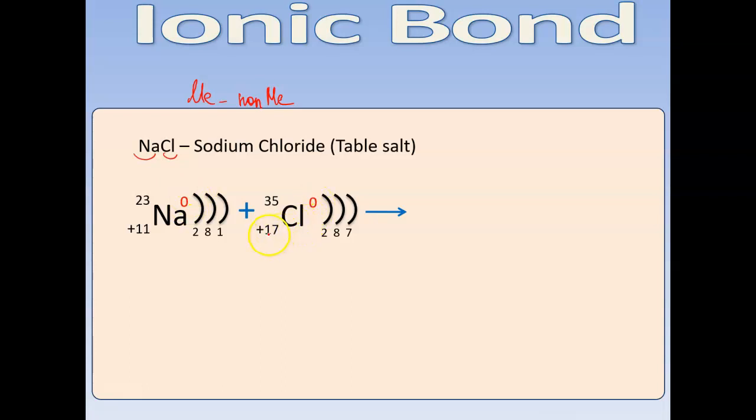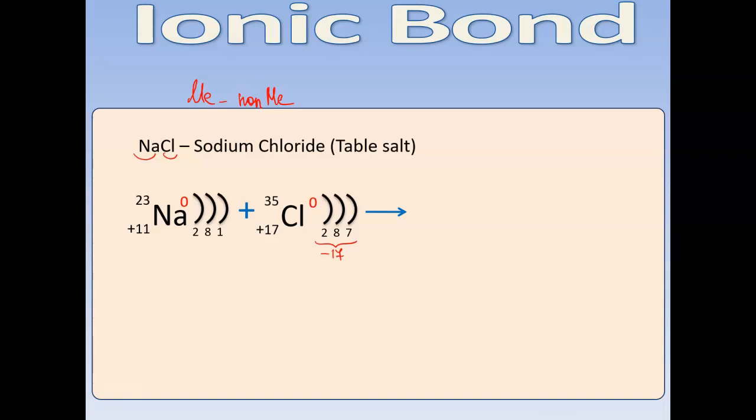The atomic number of chlorine is 17. That means that it has 17 protons in its nucleus and 17 electrons outside the nucleus. So the plus 17 charge of its nucleus and the minus 17 charge of 17 electrons gives us 0. So chlorine is a neutral atom too.